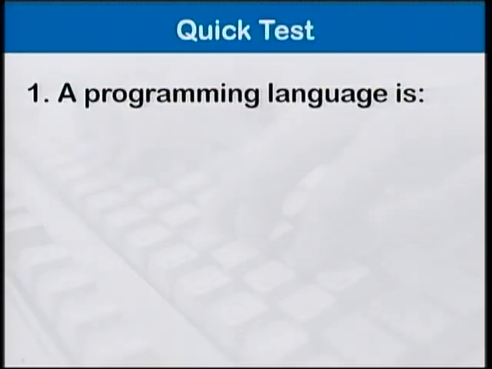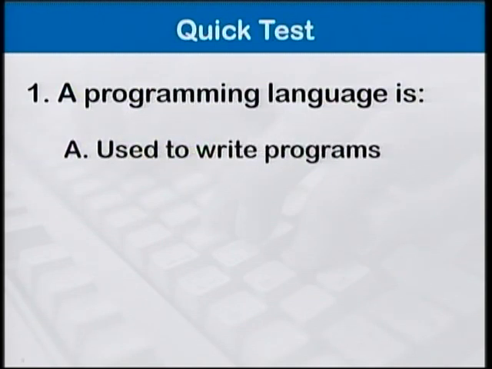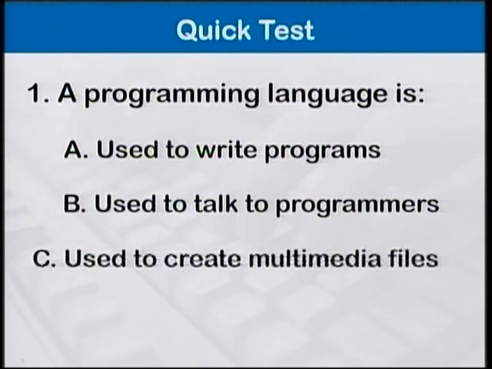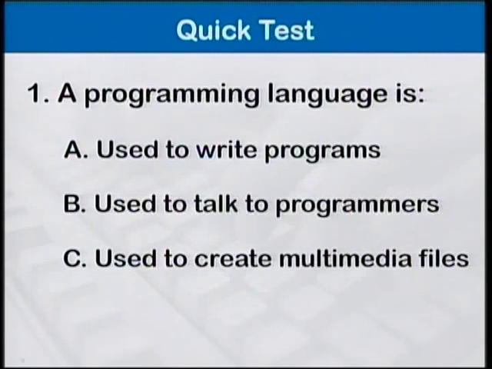Quick test 1. A programming language is A. Used to write programs. B. Used to talk to programmers. C. Used to create multimedia files. The answer is A. A programming language is used to write programs.